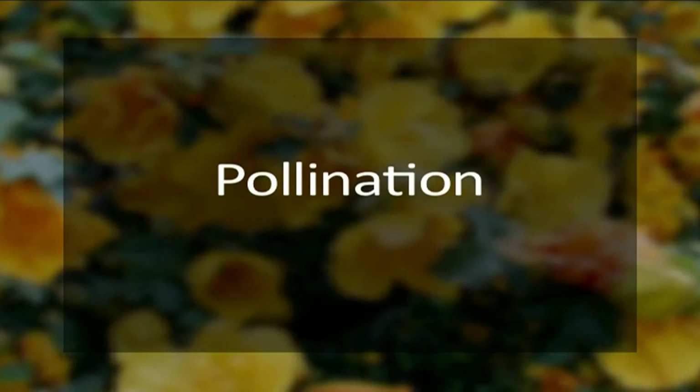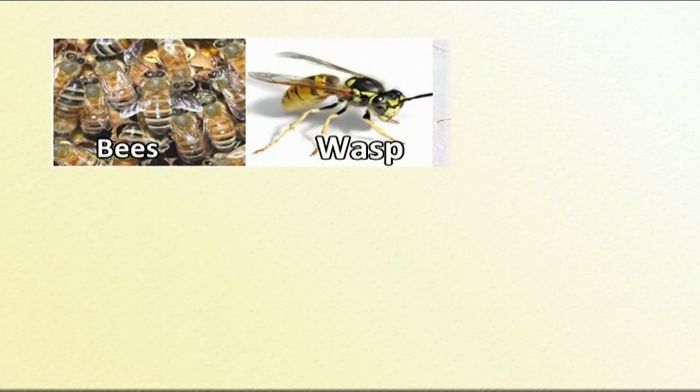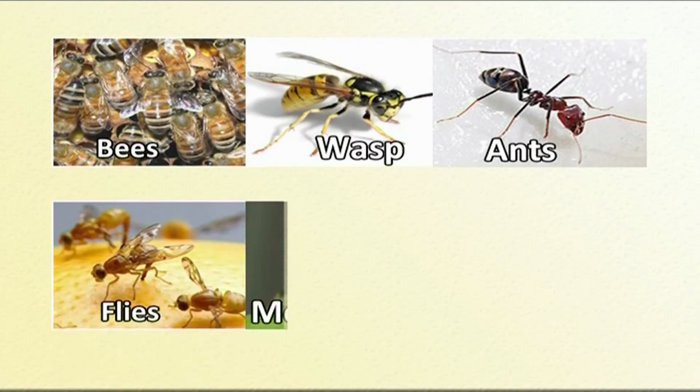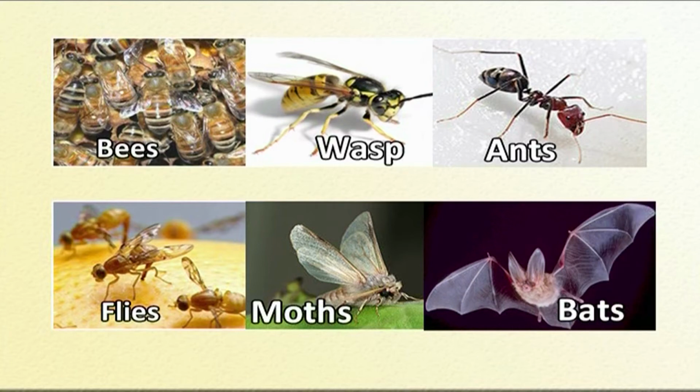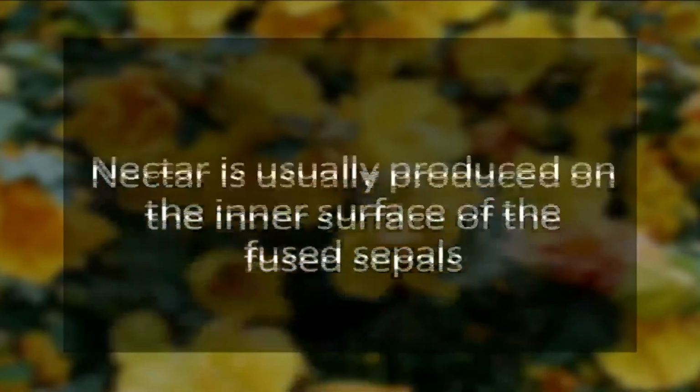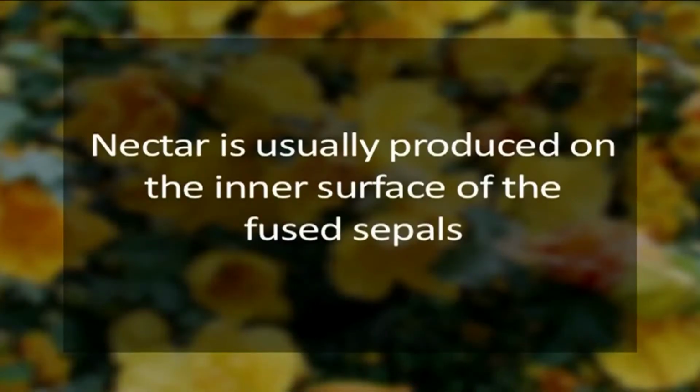Now the pollination system in the family Malvaceae. The flowers of Malvaceae are diverse. That's why they attract bees, wasps, ants, flies, moths, birds and bats. These different organisms act as pollinators in the case of Malvaceae. Mainly, the nectar is the reward for the pollinator. This nectar is usually produced on the inner surface of the fused sepals. Most of the species in Malvaceae are outcrossing.